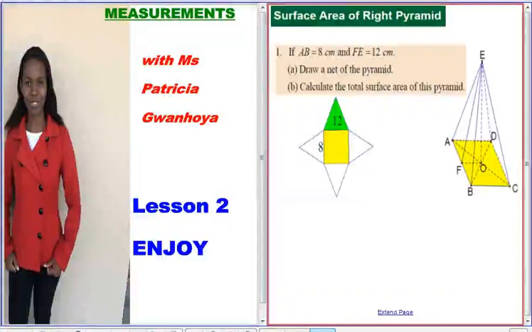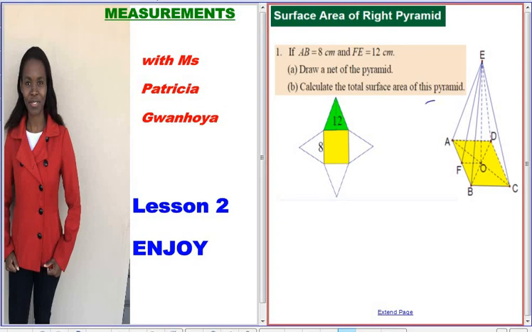Welcome back, dear students. We are still on our measurements, and this is our lesson 2. We're going to talk about right pyramids in this lesson. So brace yourselves. It's going to be an interesting one. To start with, I'm going to talk about a right pyramid right here.